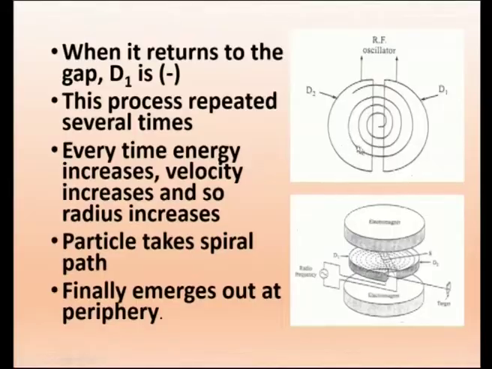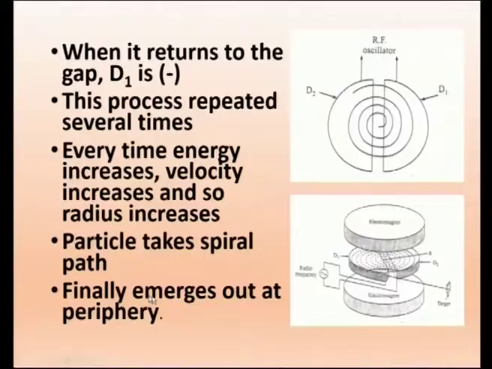Similarly here, because the energy increases, velocity increases, it goes to a bigger circle. So it goes on like this. We are just showing maybe 3 or 4 spiral curves, but it will take a large number of curves, and then finally it comes outside. So every time the energy increases, velocity increases, and so the radius increases. That's what I just now stated. So therefore the particle takes a spiral path.